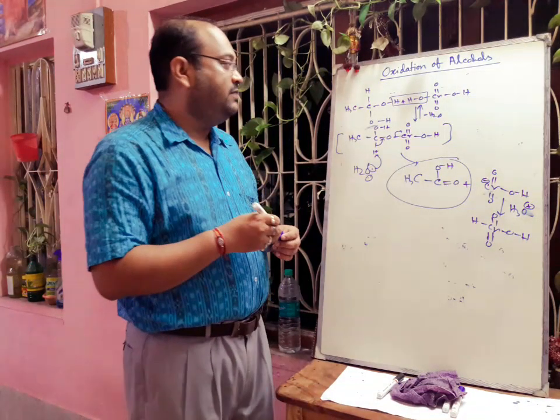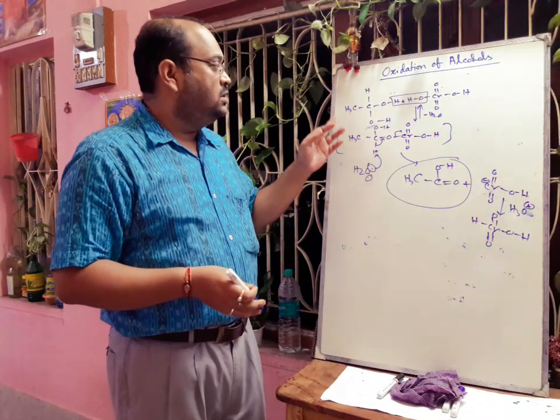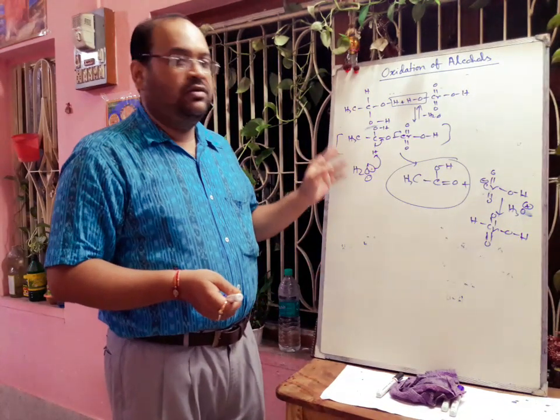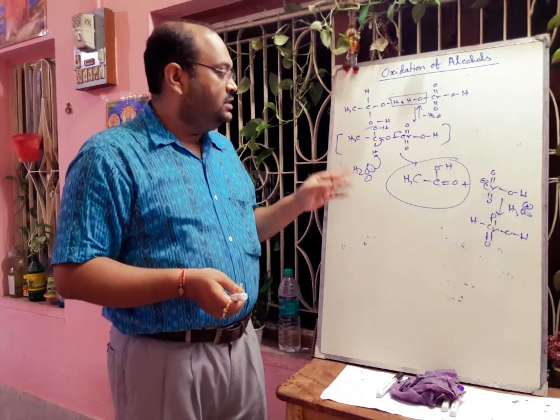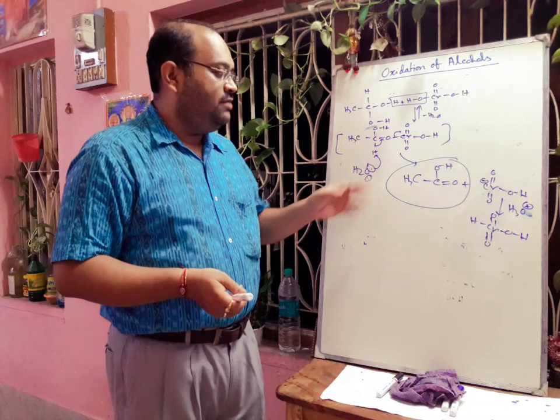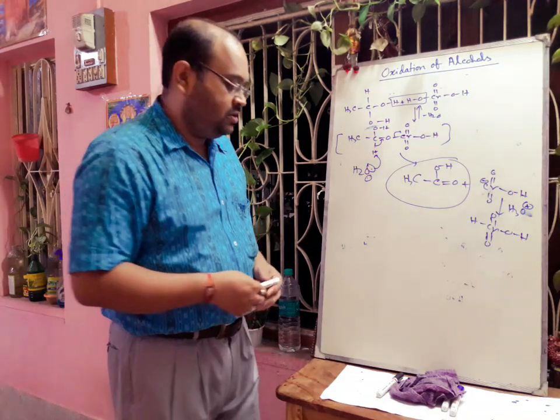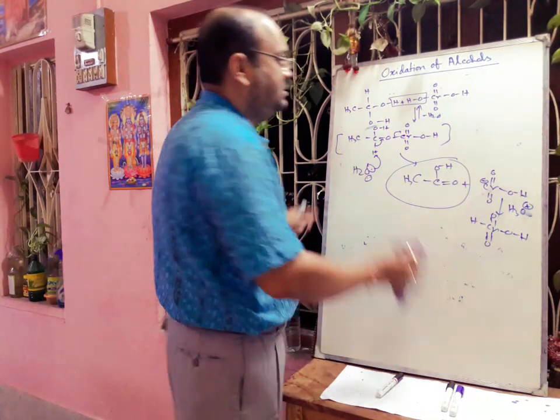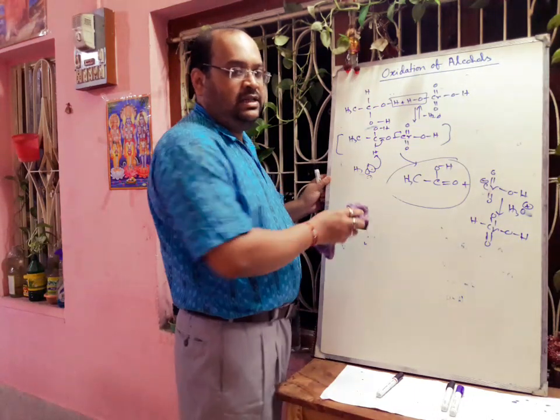Now in this way we are getting the corresponding acid. So we have started from ethyl alcohol, formed acetaldehyde by oxidation with this Jones reagent, and finally it will form the corresponding acid, that means acetic acid. So I hope you can understand the mechanism.